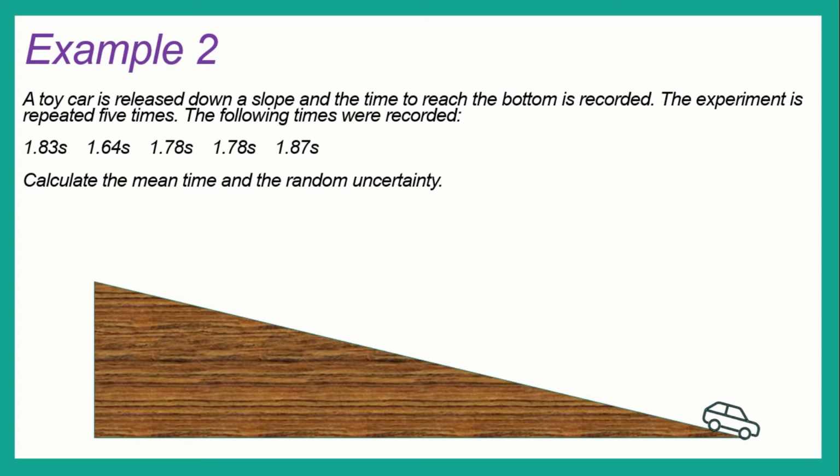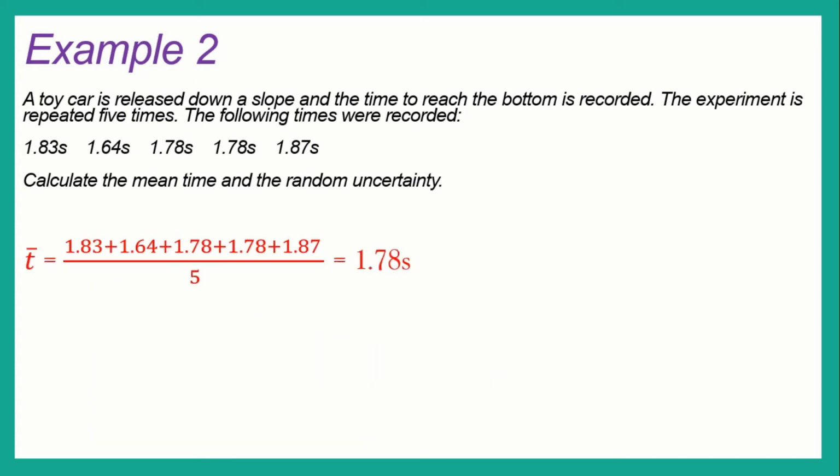Okay, so to calculate the mean time, again, we add all those times together and we divide by 5 because we recorded 5 times. So we get T bar, the T with the little bar on the top. The bar is often used in maths to indicate an average or a mean, and so we add all those times together, divide by 5 because we have 5 times, and we get 1.78 seconds.